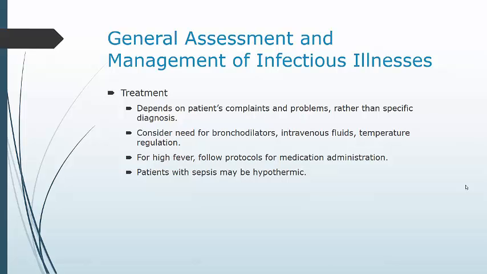Now, treatment is going to be based on their complaints and problems rather than just a specific diagnosis. In addition to any interventions in the primary assessment, consider your findings from your secondary to develop a plan. Do they need bronchodilators? Do they need IV fluid? Do they need assistance with temperature regulation? They may have an underlying illness like COPD or asthma. You may want to consider a beta-2 agonist for this if your protocols allow. Patients with a fever or infection or tachypnea may have some dehydration or may be prone to dehydration, so they may benefit from some IV fluids.